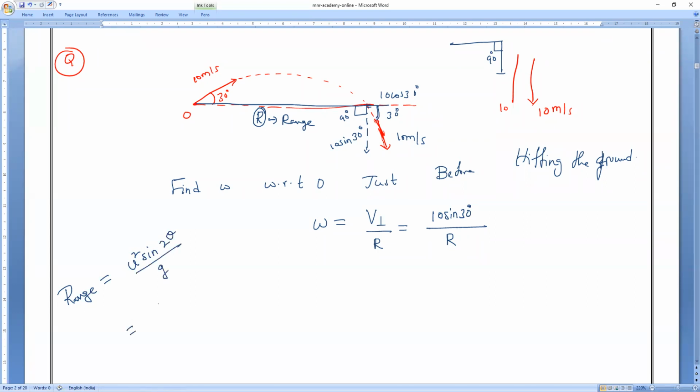Am I right? You should speak. Sir. Not you. So, the R square sine 2 theta formula. Everybody, sine 2 theta formula: 2 sine theta cos theta divided by g.